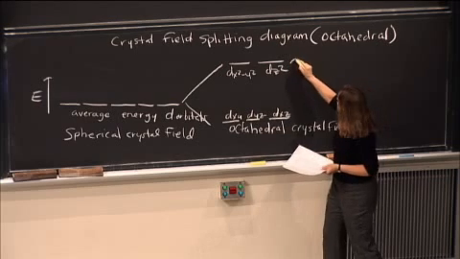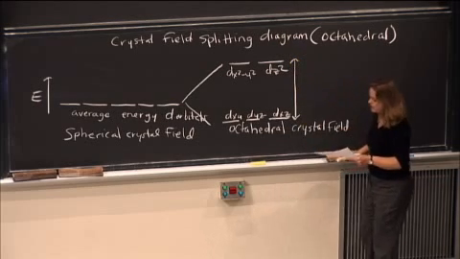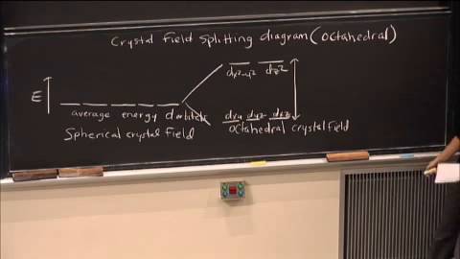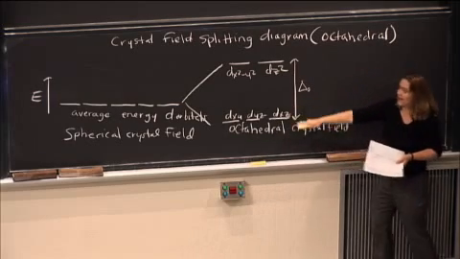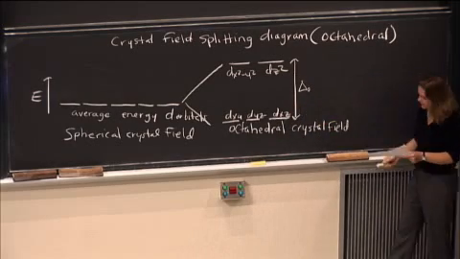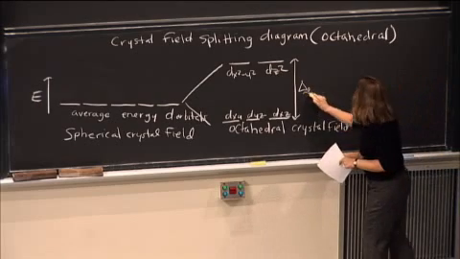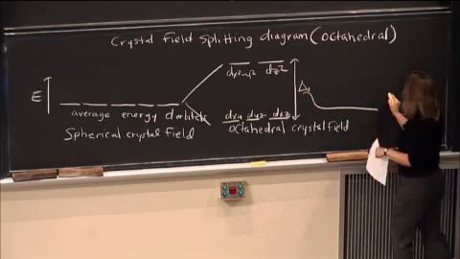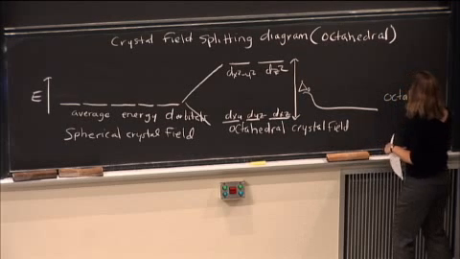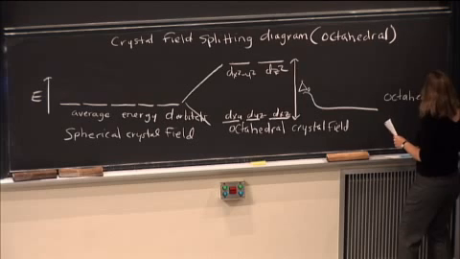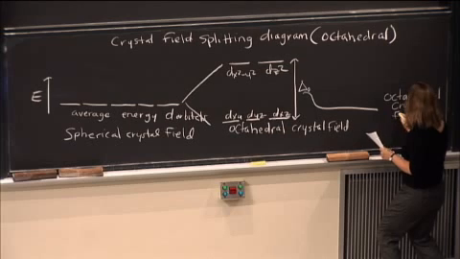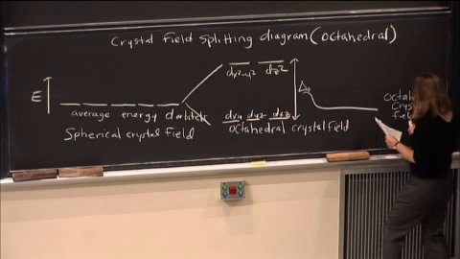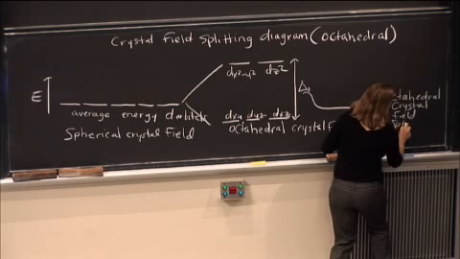This difference is called the octahedral field splitting energy, because it's the amount of energy that the octahedral field is split. So over here, we can put, this is for the octahedral case, crystal field splitting energy.